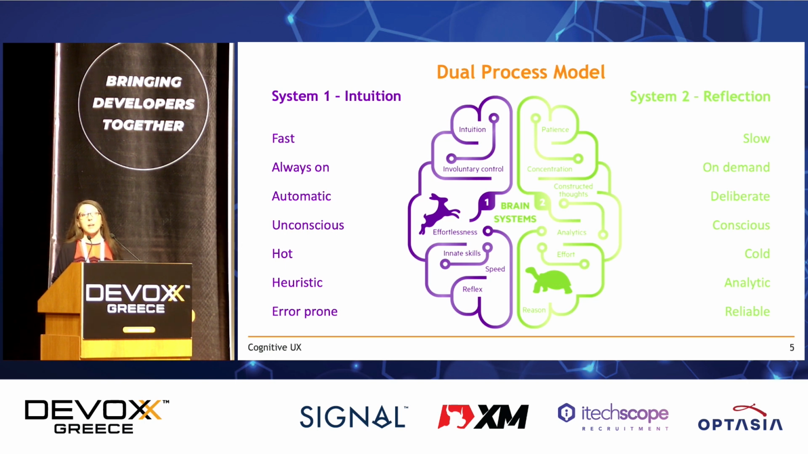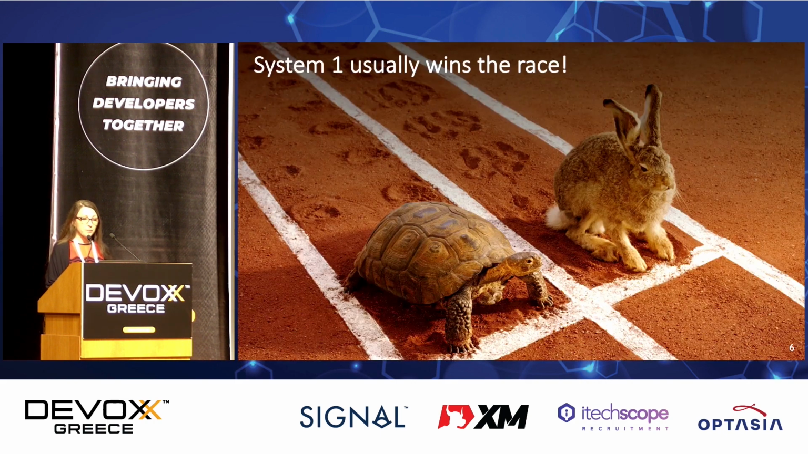It's not entirely reliable. On the other hand, system two, reflection, is slower, it is deliberate, it kicks in when we need to use analytical thinking to take a conscious decision. And in that sense, it is like thinking with a cool head in an analytical way, and it is more reliable in that sense.